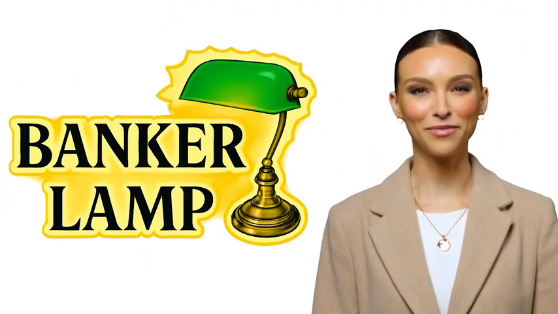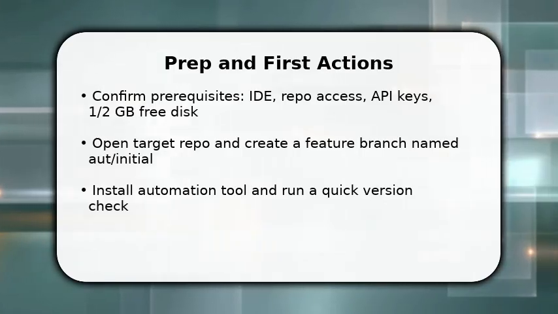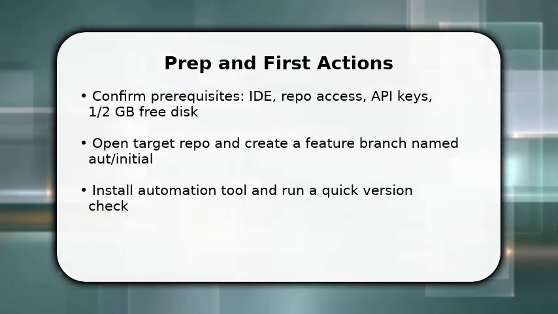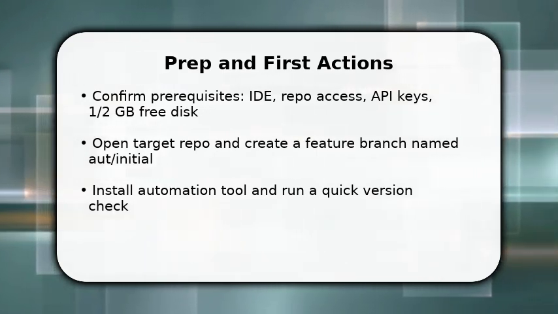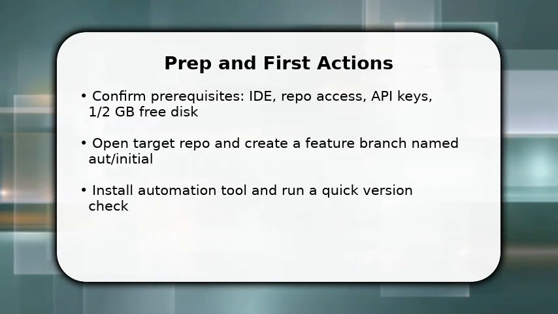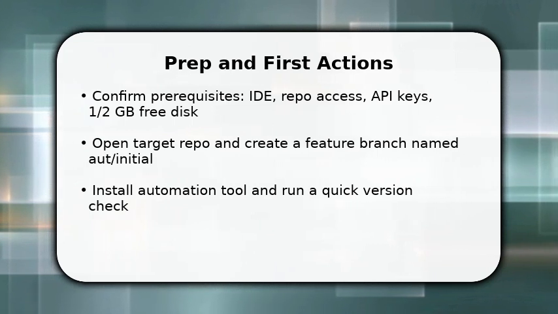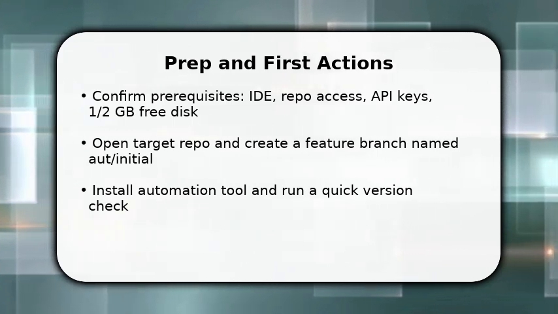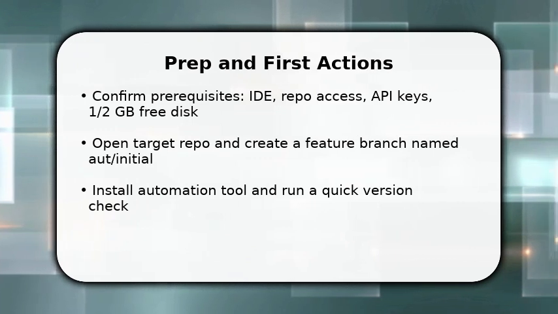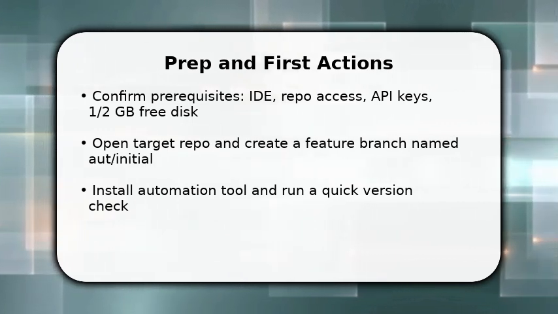Please enjoy the video. You start by verifying prerequisites and then jump straight into action. Open your IDE, pull the target repo, and create a feature branch named out/initial so changes stay isolated. Install the automation tool and run the version check to ensure compatibility. This avoids subtle breakages later.